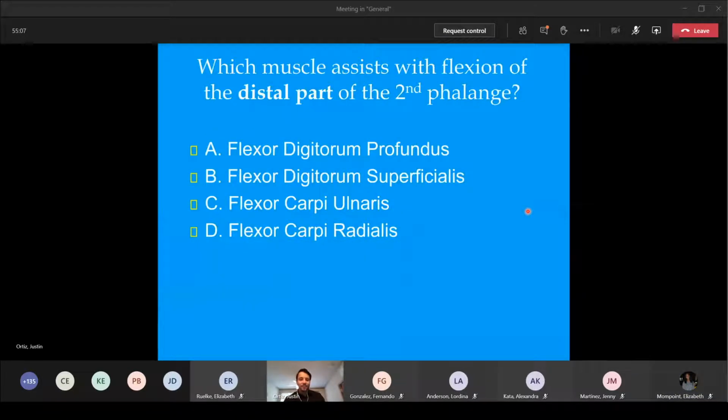So the answer is going to be A. Yes, good job. You all answered that correctly. It was really good. The distal part of your second phalange would be right here. So it's going to allow flexion, and that's going to be flexor digitorum profundus. If I said the middle part, it would be flexor digitorum superficialis, right?